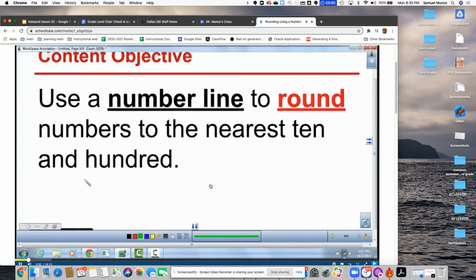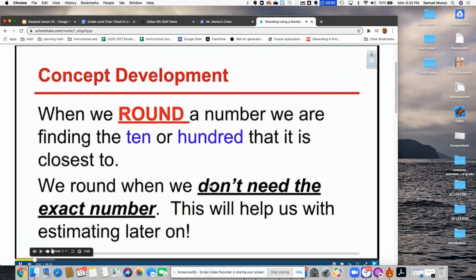Remember, they can start at any number and they can continue to any number as long as they go from the least number on the left to the greatest number on the right. When we round a number, we're finding the 10 or 100 that it is closest to. We round when we don't need the exact number. This will help us with estimating later on.